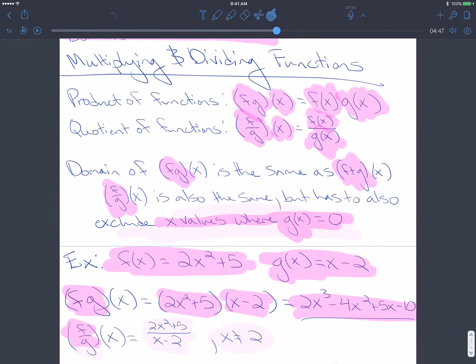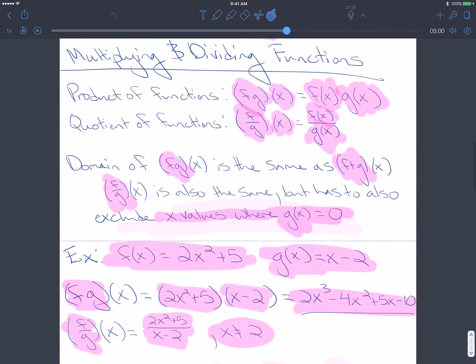For f divided by g, I have 2x squared plus 5 over x minus 2. So I do have to exclude the point when x is equal to 2 from my domain because I can't divide by 0. So that's where that concept from here comes in, where if g of x is equal to 0, I have to exclude that x value from my domain.